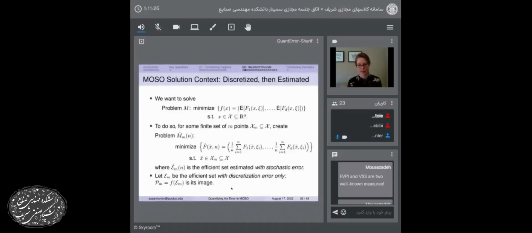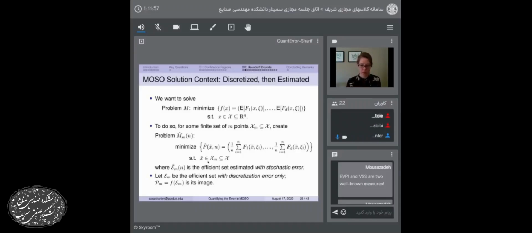Okay, so in this part of the talk, we're going to have a very general solution context. What we're going to do is discretize the decision space. So we're going to sample some finite set of M points, and then we're going to estimate the objective function values at those M points. This is the original problem. Then we're going to look at M points in the decision space. That's going to be feasible sub M, script X sub M.